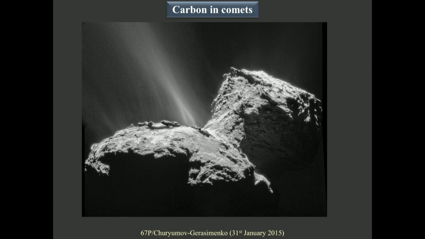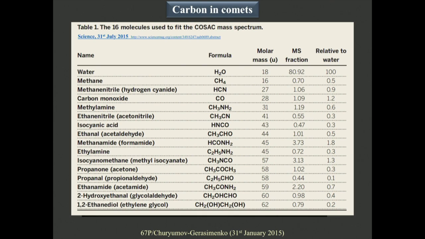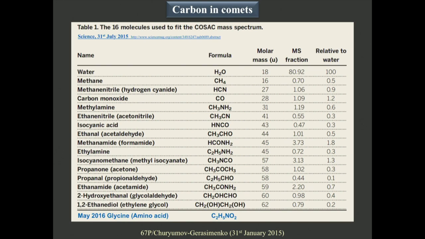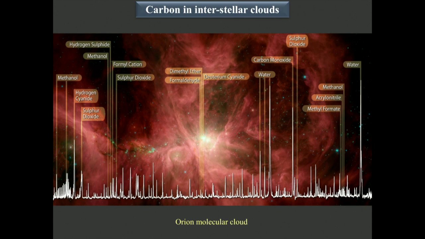In comets, just like Shuri here, there is a lot of complex carbon molecules, and as far as I know, recently, in the last year, the amino acid glycine was discovered in Shuri. So that means that there are complex molecules in comets. And even here, if we look at the Orion molecular cloud, there are a lot of complex molecules in this cloud. So it seems that carbon is present everywhere in the solar system and in the universe.